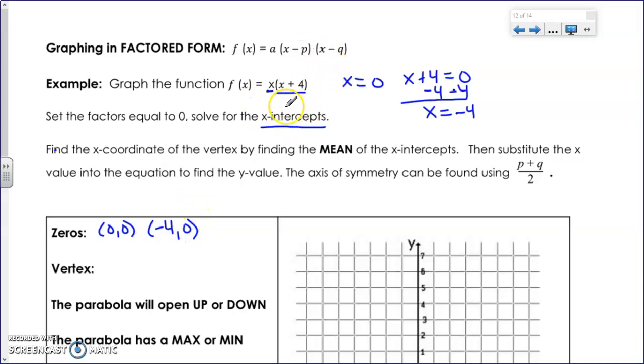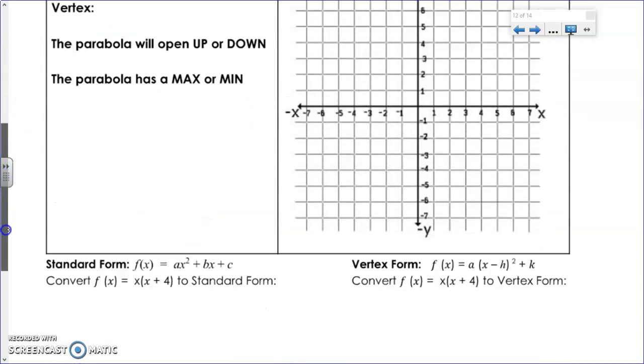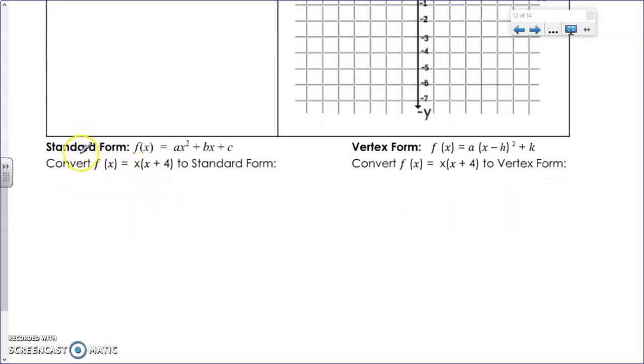All right, I can't find the vertex here, so we're going to scroll down to the bottom, and we are going to transfer this to standard. Remember, anytime you're going from any form, you have to go from standard form to factored, standard form to vertex. So we have to do standard first. So we're going to distribute that x. We get f of x equals x squared plus 4x.